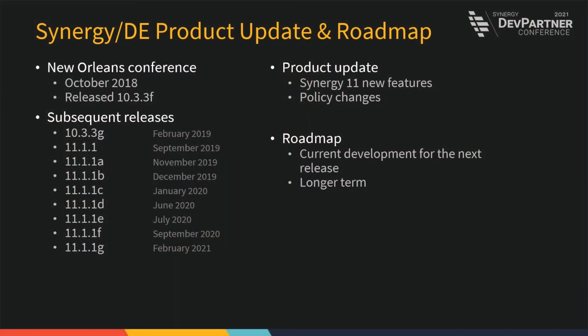Okay, welcome to the Synergy DE product update and roadmap session for the 2021 DevPartner conference. At the last conference, we released our 10.3.3F, and since then, we've been very busy, as you can see on this slide. So really, I'm going to focus on what's new, primarily since the version 11. Yes, there was the 10.3.3G release that sort of snuck in at the end there, but I'm really focusing on what's happened since version 11, and also that we've had some policy changes internally that I want to share with you. And then towards the end of the session, we'll talk about the product roadmap.